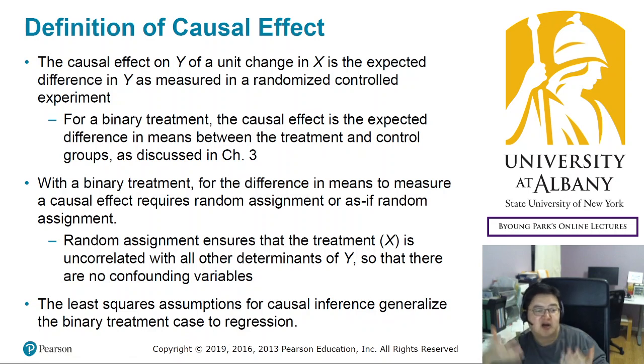So without having actual random assignment, we would like to check if the data satisfy our assumptions. That's why we are thinking about the other assumptions required for cause and effect interpretation.